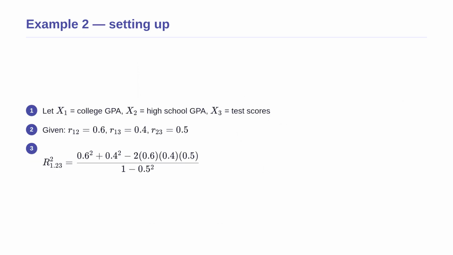Let us solve a practical problem to see exactly how multiple correlation is calculated. Suppose a university wants to predict a student's final college GPA, which we will call X1. They use high school GPA, called X2, and standardized test scores, called X3, to make this prediction. The simple correlations are given as follows. College GPA and high school GPA is 0.6, college GPA and test scores is 0.4, and high school GPA and test scores is 0.5. We will first calculate the coefficient of determination, R squared, by substituting these values into our formula without the square root.